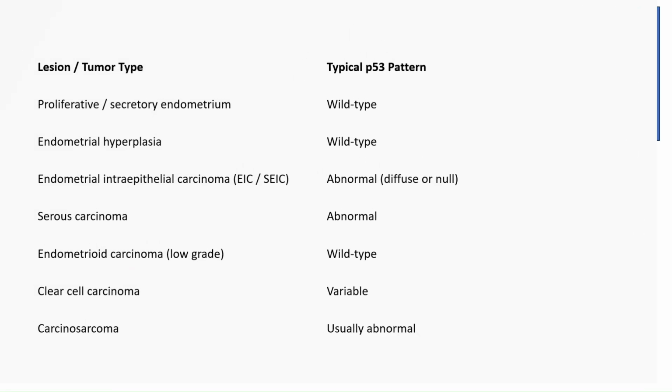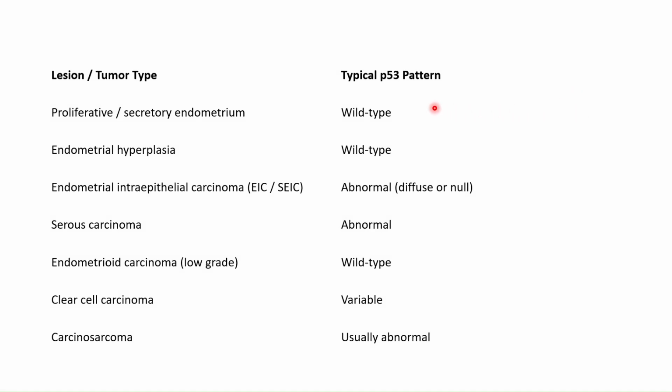So what are the different typical P53 patterns we can see in different lesions? Proliferative endometrium or secretory endometrium, endometrial hyperplasia, and low grade endometrioid carcinoma show wild type phenomenon. While SEIC as well as serous carcinoma show either diffuse or null phenomenon, which is an abnormal pattern. Clear cell carcinoma has a variable appearance, but carcinosarcoma is usually abnormal.